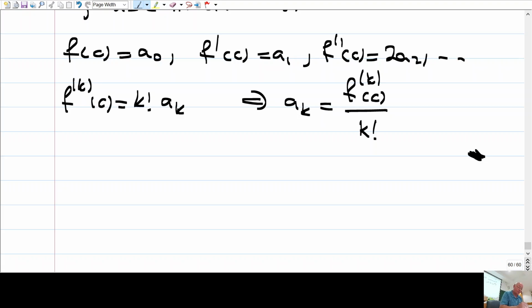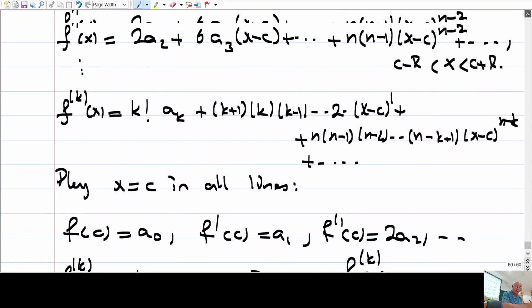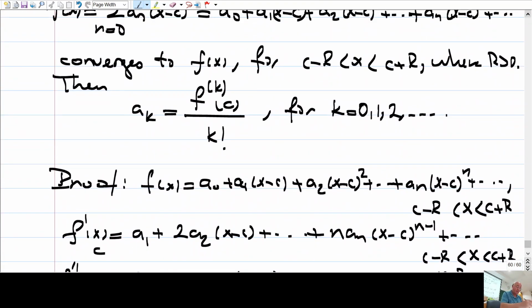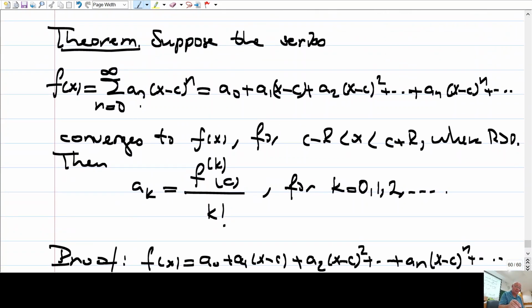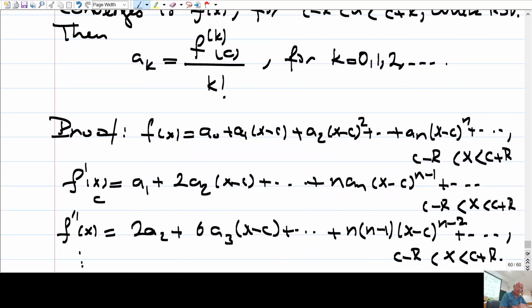Okay, so this proves the result. So if you have a function given as a power series, has a power series representation, then these coefficients are nothing but basically the derivatives of f evaluated at c.